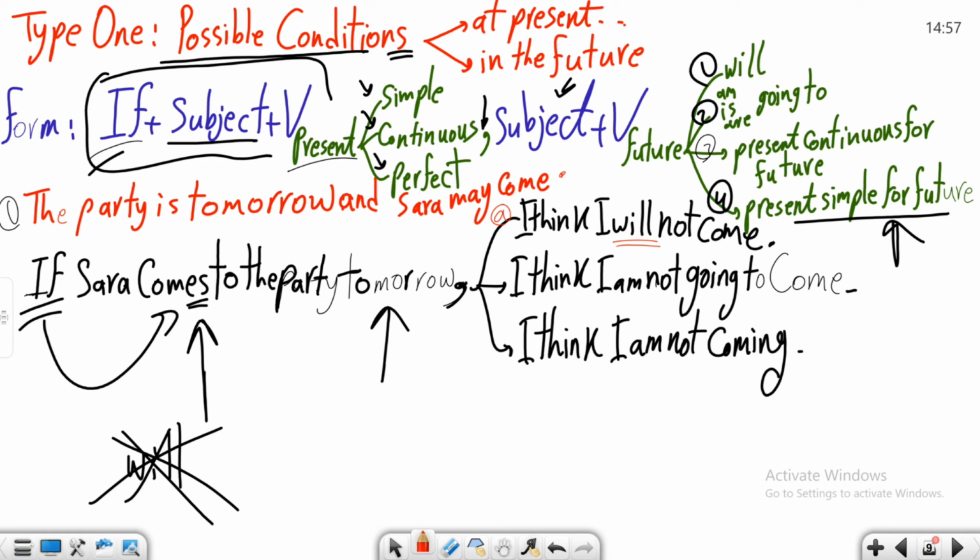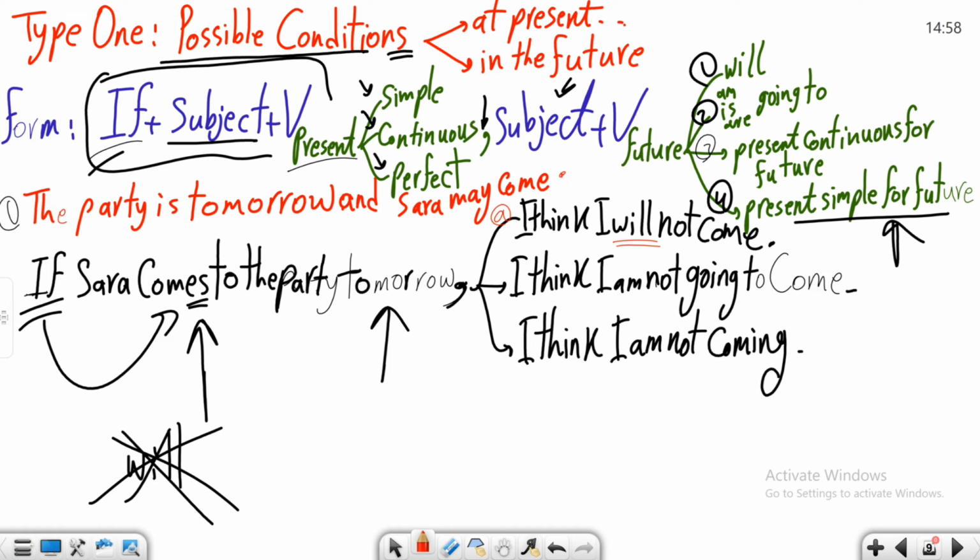So I am angry now, and I take the decision now. I say, okay, you invited Sarah. If Sarah comes, I will not come. So this decision is taken now. Or I say, you know what? I am not sure. I don't like Sarah. I don't want any problems with Sarah. I think if she comes, I will not come.